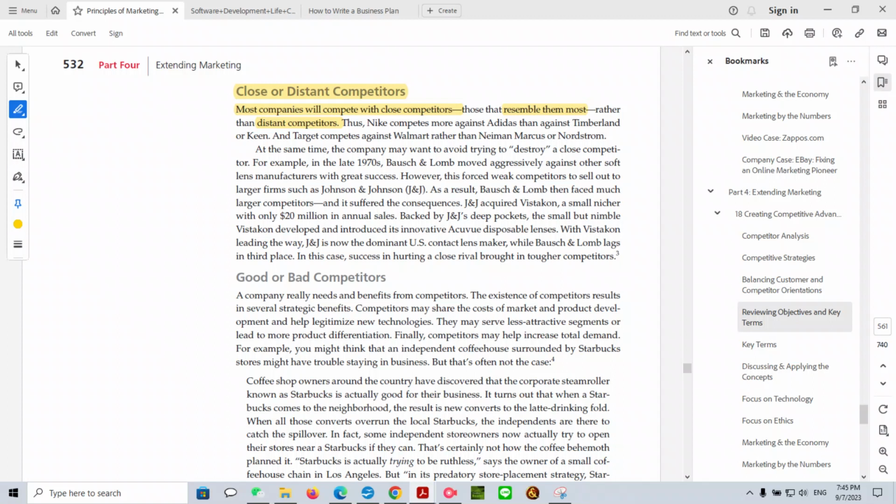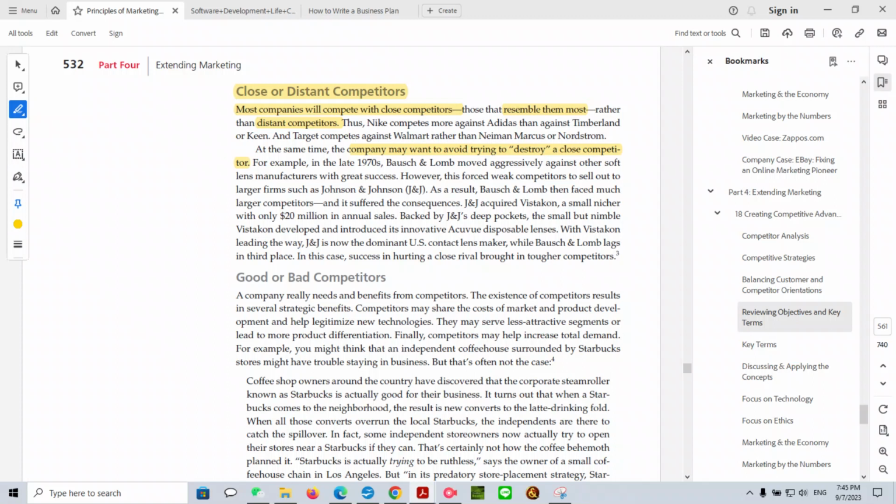Now, at the same time, a company may want to avoid trying to destroy a close competitor, for example, because it may not be worth the effort. You understand what I'm saying? Bausch and Lomb moved aggressively against another soft lens manufacturer with great success. However, this forced weak competitors to sell out to larger firms such as Johnson and Johnson. As a result, Bausch and Lomb then faced much larger competitors and suffered as a consequence.